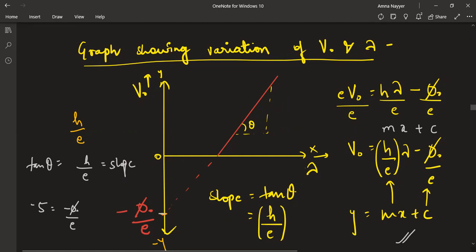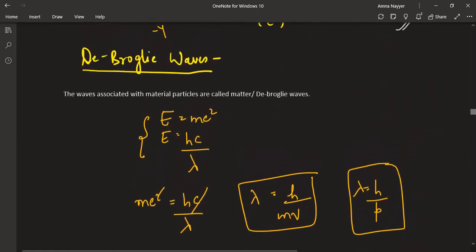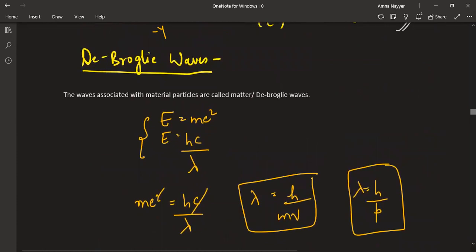Then finally, the last topic in this modern physics, this dual nature, is de Broglie wavelength. So de Broglie wavelength is basically to show you the dual nature. Dual nature means one is the particle nature and the other is the wave nature. The particle nature of electrons, that yes, electrons exhibit particle nature, is given by your entire photoelectric emission theory. But what about the wave nature? So wave nature is given by de Broglie's wavelength.